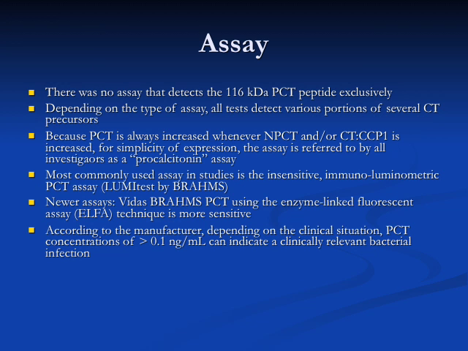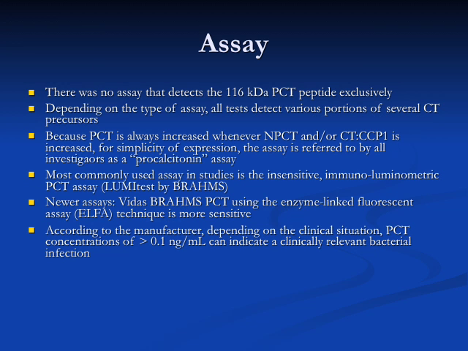So a little bit about the assay. There's no clear-cut assay that detects the procalcitonin peptide exclusively. Depending on the type of assay, all tests detect various portions of the several calcitonin precursors. Because procalcitonin is always increased when the other precursors are increased, for simplicity of expression, the assay has always been referred to by investigators as just a procalcitonin assay. One of the most commonly used assays in the studies was the immunoluminometric procalcitonin assay, called the LUMI test, by the Brahms company.